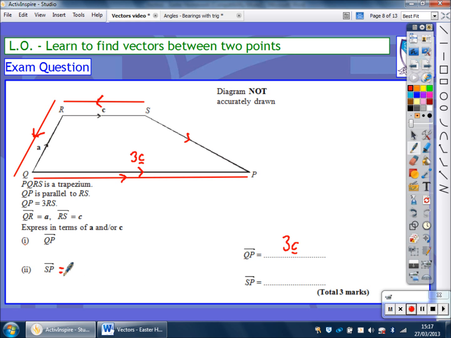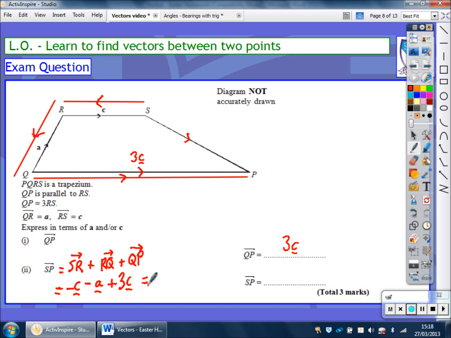So S to P is equal to S to R plus R to Q plus Q to P. Now S to R is going in the opposite direction of C, but it's still the same size, so it's minus C because it's going against the arrow that you have there in C. R to Q, same thing, minus A, because it's going along the vector A but in the opposite direction, so it's minus A. And Q to P, we already know because we worked it out in the last part, is 3C. Then all you've got to do is collect your like terms.